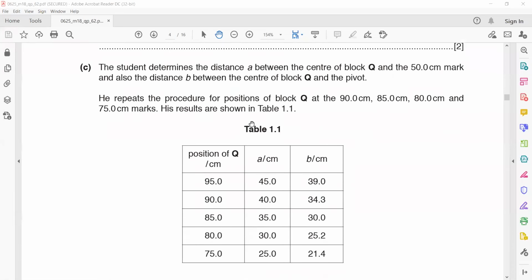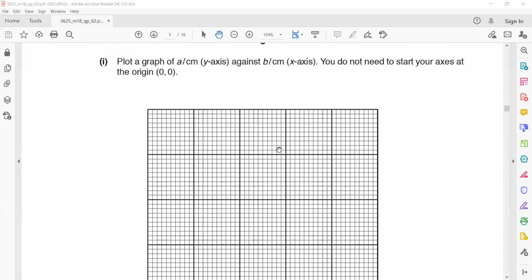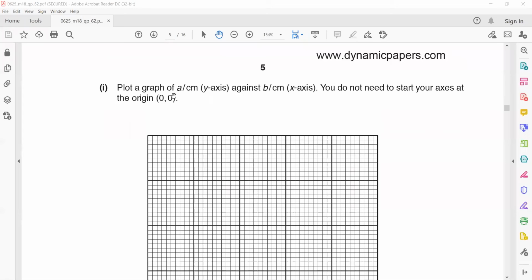The next part: the student determines the distance A between the center of the block and the 50 centimeter mark, and also the distance B between the center of the block Q and the pivot. He repeats the procedure for positions of the block at 90, 85, 80 and 75. His results are shown in the table. Plot a graph of A against B. You do not need to start your axis at the origin.